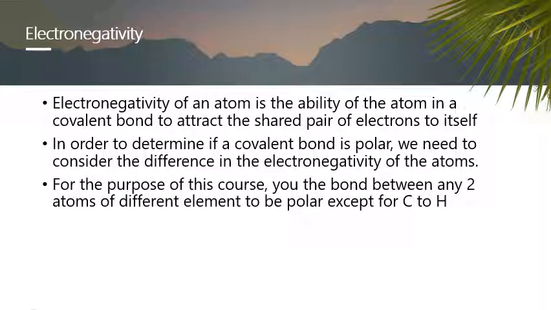Next thing, before we can consider polarity, we look at electronegativity. Now, electronegativity of an atom determines the ability of the atom in a covalent bond to attract the shared pair of electrons. So, if it's more electronegative, it will pull the electrons on average closer to itself. And that part will be the more negative part of the molecule compared to the other atom which is less electronegative.